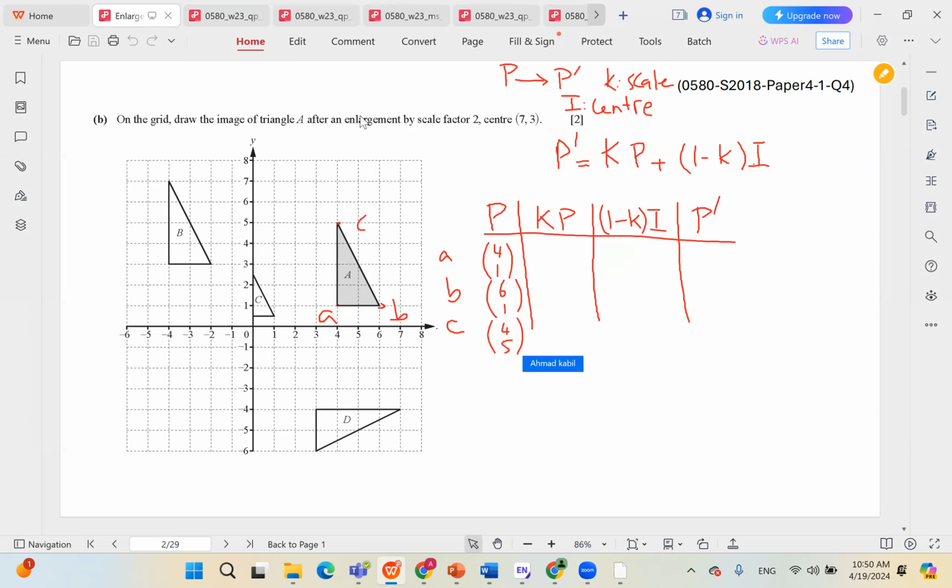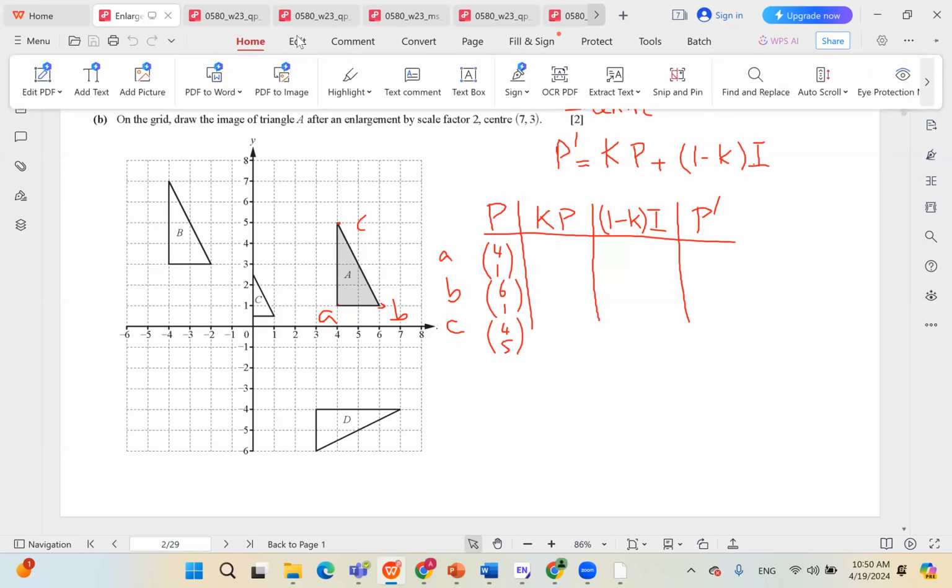The value of K in this question is 2 because we have scale factor 2. So we can just write here instead of K, 2. And 1 minus K becomes 1 minus 2, which is -1. And then the center is 7, 3. So here it is 7, 3, like this.